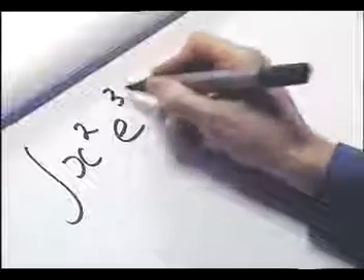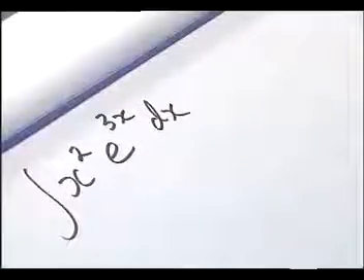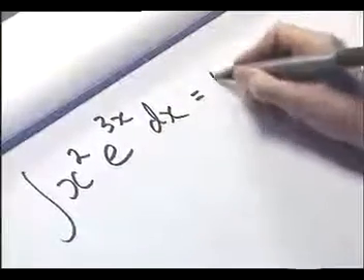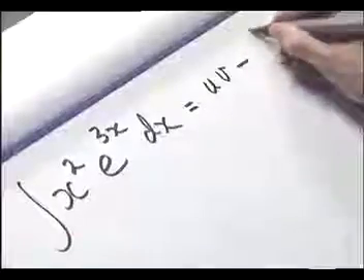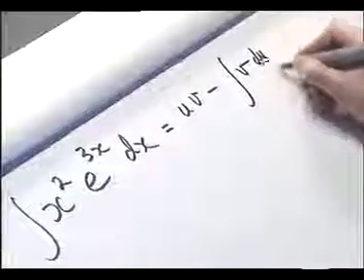Okay, let's take a second example. Let's say we want to integrate x squared times e to the 3x with respect to x. It's a product of two functions, so we know that we're going to want to use our integration by parts formula.